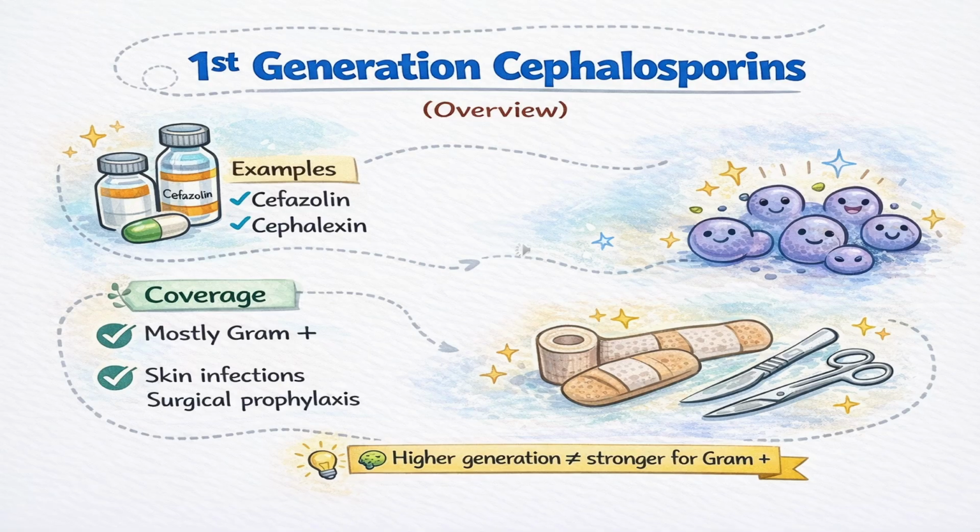For first generation cephalosporins, the mechanism of action is cell wall inhibition via PBPs. Treatments are for skin and soft tissue infections or surgical prophylaxis. Examples are cefazolin and cephalexin. Side effects commonly are rashes, GI upset, and very rare anaphylaxis. For nursing considerations, assess any penicillin allergy history and monitor for signs of infection improvement.